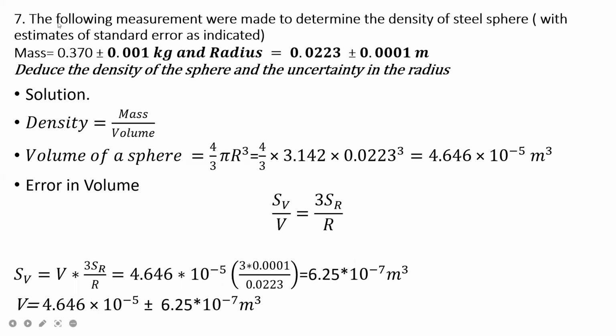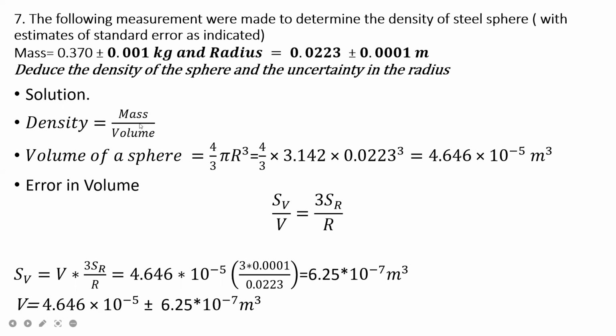Now the next question: the following measurements were made to determine the density of a steel sphere, with estimates of standard errors indicated. We're given the mass of the steel as 0.370 plus or minus 0.001 kilogram, and the radius of the sphere as 0.0223 plus or minus 0.00001 meter. We're asked to deduce the density of the sphere and the uncertainty in it.